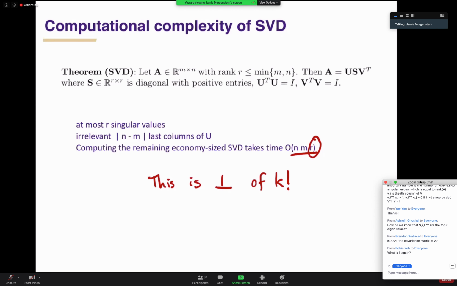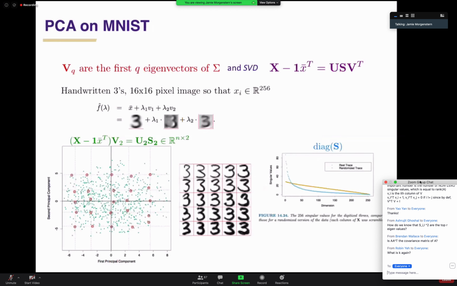So that's the question. If we're using PCA, we probably don't want to decompose our entire data matrix in terms of all of its eigenvectors. We only care about the top some number. Okay, I'll tell you about that in a moment.